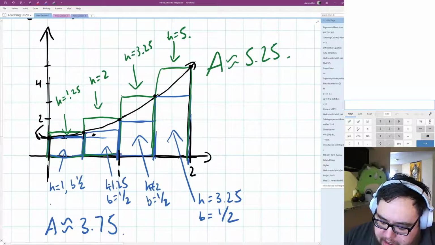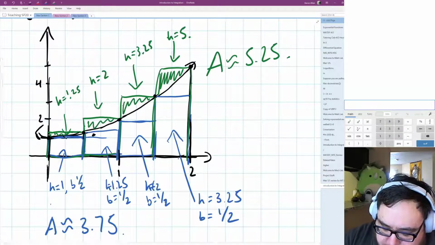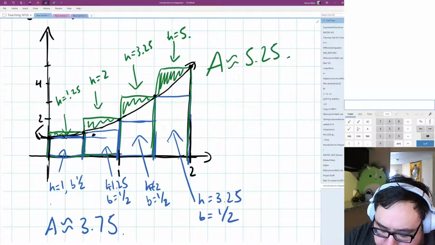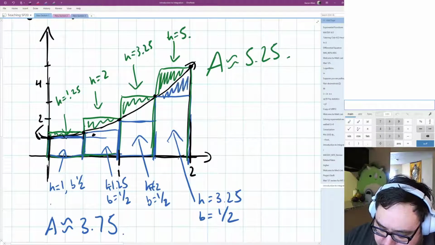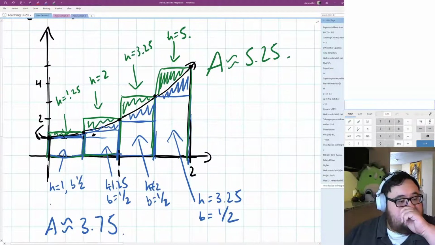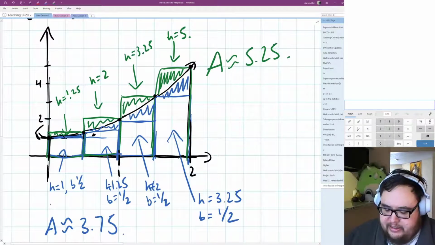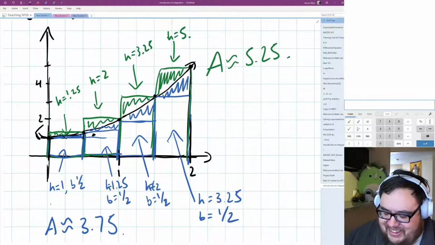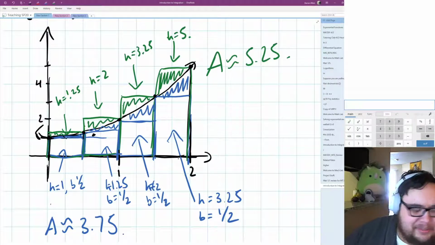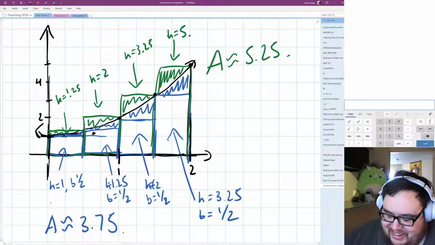The green approximation adds all of this extra area here, right? And the blue approximation misses all of this area here. We could make the step function as where it's infinitely approaching the function. It's like you guys have seen this before. It's so weird, right? Yeah.